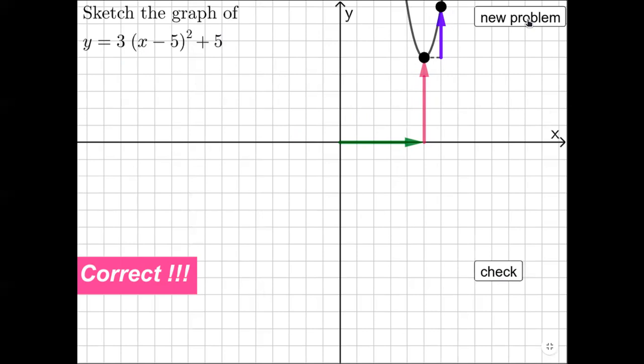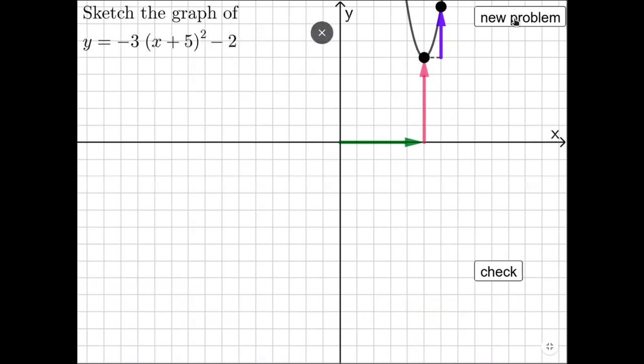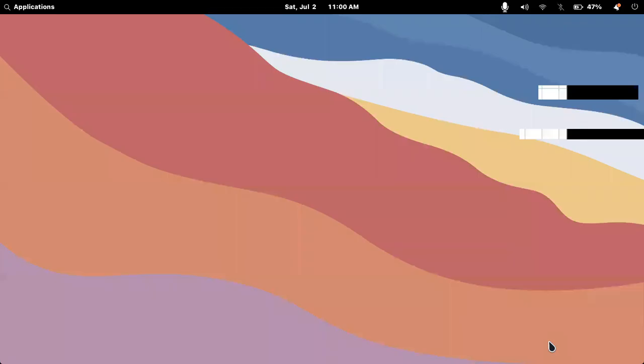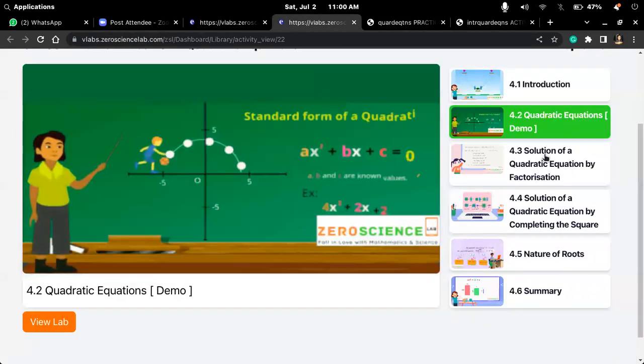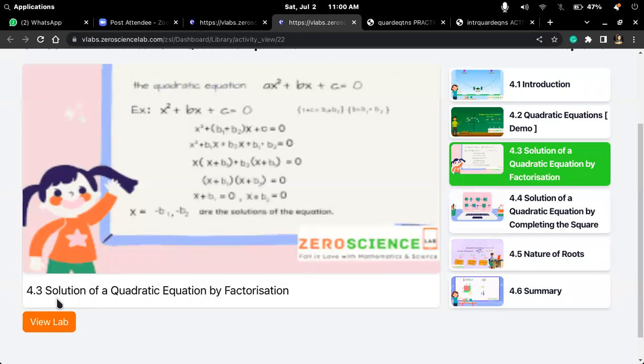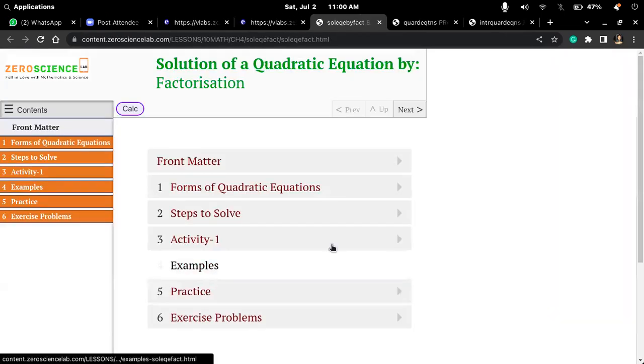Like this, they will practice any number of quadratic equations and their graphical representation so that they can understand the coefficients of the quadratic equation. Thereby it helps them in understanding and finding the solutions. We can produce any number of problems in this. So that is for practicing quadratic equations and their graphical representation.